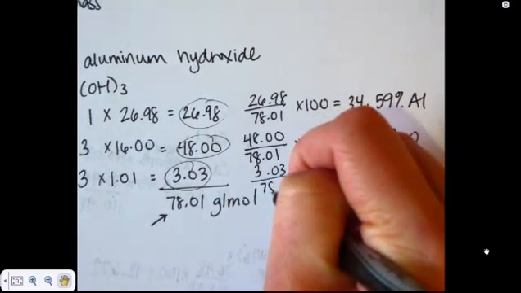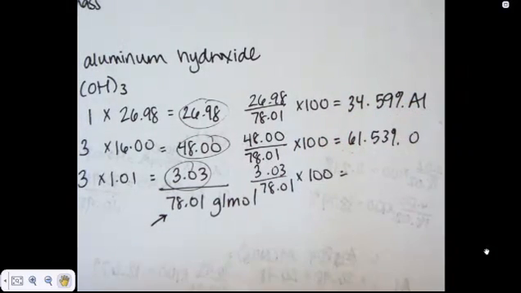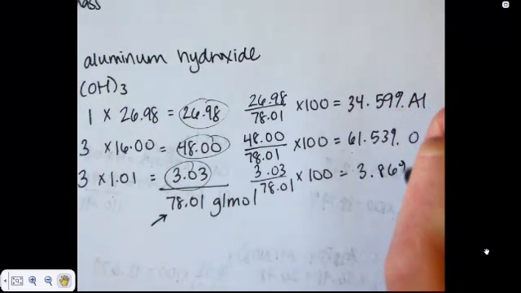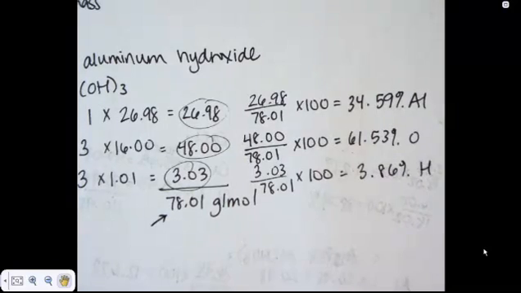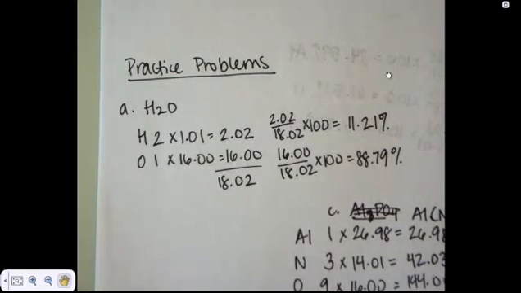And then 3.03 divided by 78.01 times 100. And that gives us 3.86% for the hydrogen. Great, so here are 3 practice problems for you to do. So hit pause, let's take 10 minutes to work through these with a partner, and we'll come back and check our answers. All right, here are the answers to the practice problems.